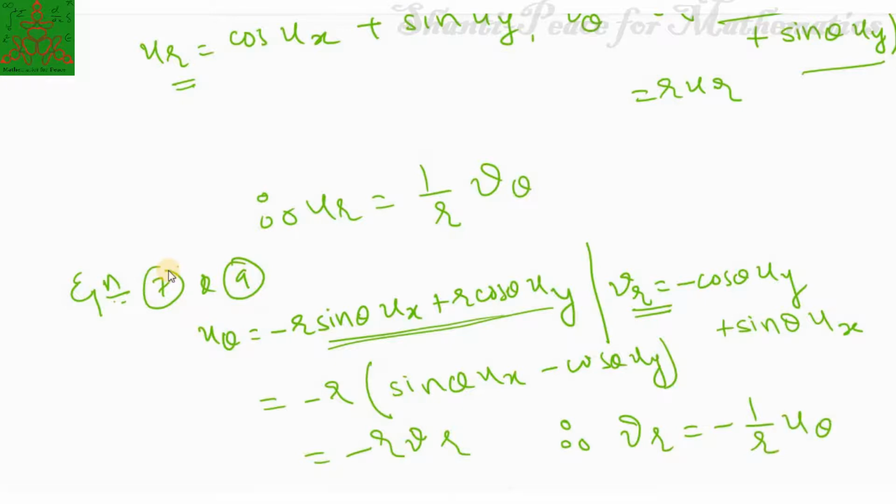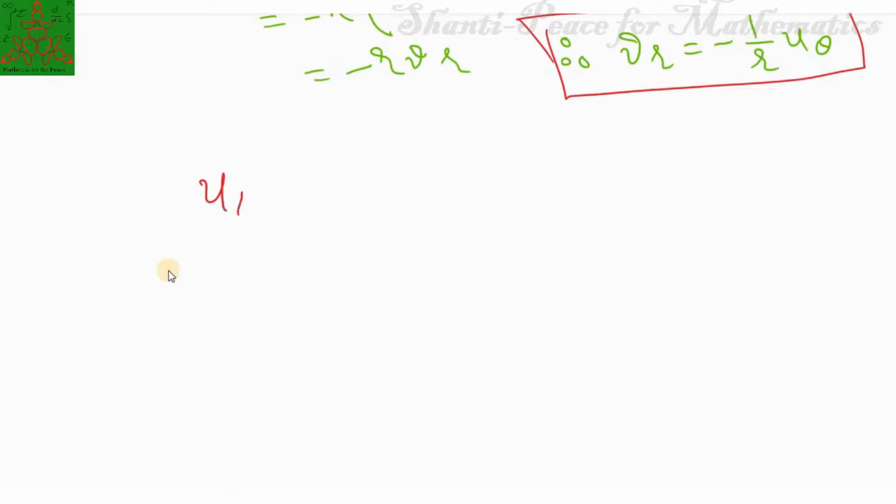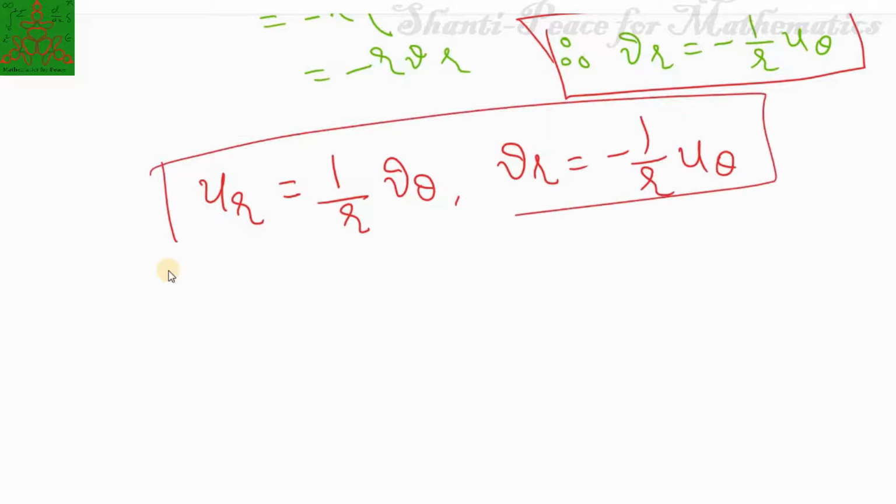And these two equations are nothing but the CR equations in polar form. So CR equations in polar form can be written as Ur equal to 1 upon r V theta and Vr equal to minus 1 upon r U theta. So these two equations are known as the CR equations in polar coordinates. This is one way to compute this in polar coordinates.